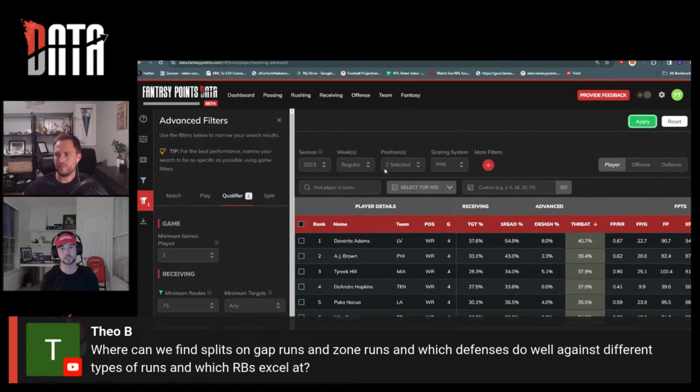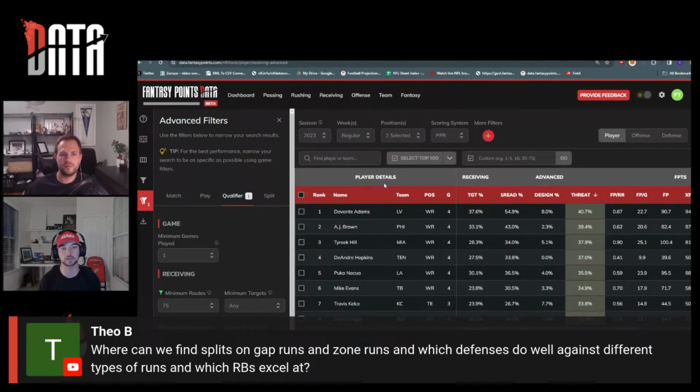Yeah, this is super helpful stuff. You want to know when a guy's on the field, does the offense value getting him the ball? And it's important to remember targets are earned. They're not just handed out. And there's a reason why the best players in the NFL consistently earn the most targets.